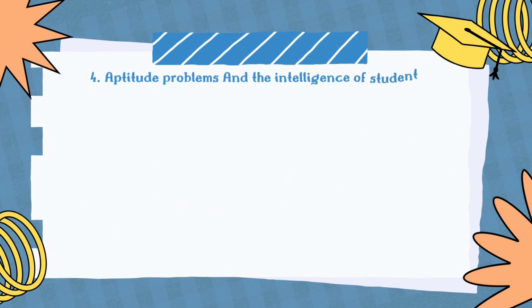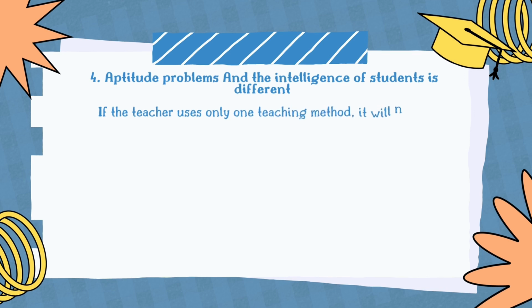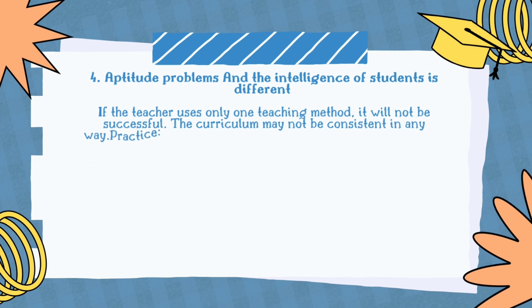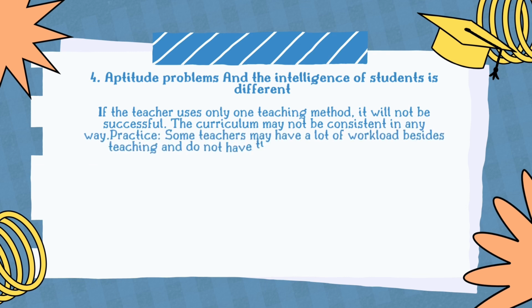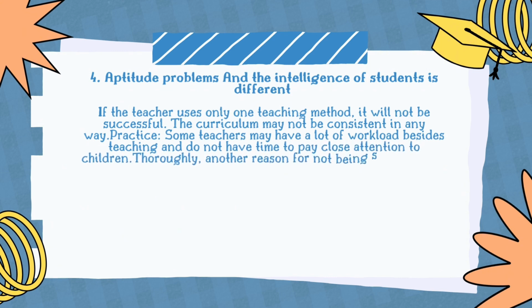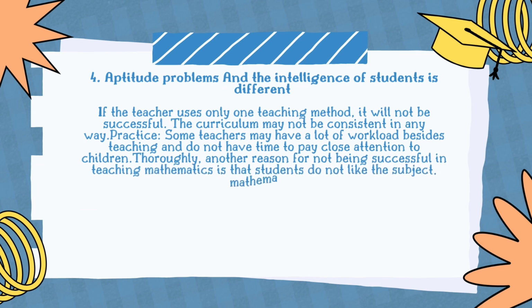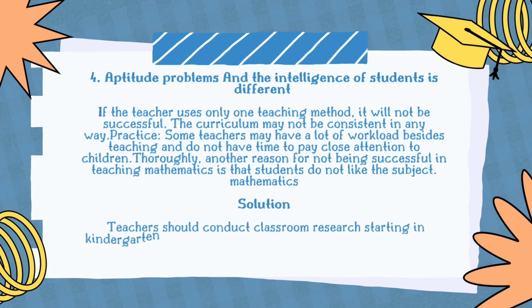4. Aptitude problems and the intelligence of students is different. If the teacher uses only one teaching method, it will not be successful. The curriculum may not be consistent in any way. Practice. Some teachers may have a lot of workload besides teaching and do not have time to pay close attention to children thoroughly. Another reason for not being successful in teaching mathematics is that students do not like the subject. Mathematics solution. Teachers should conduct classroom research starting in kindergarten to solve problems from the beginning before they accumulate.